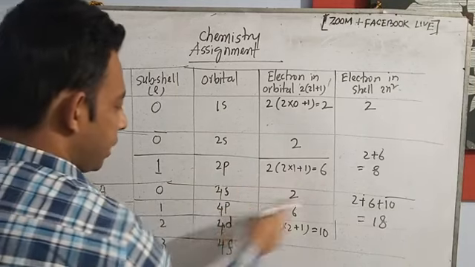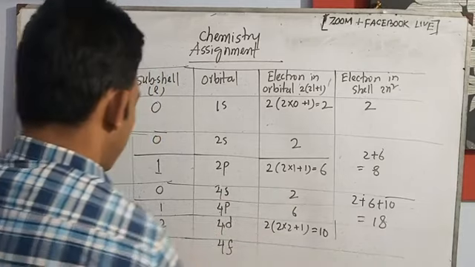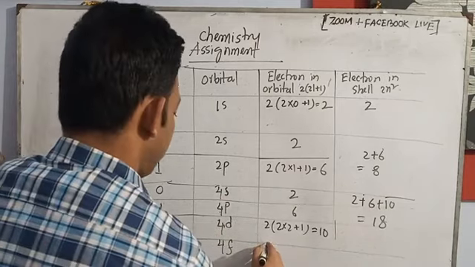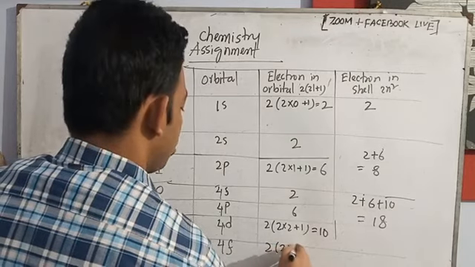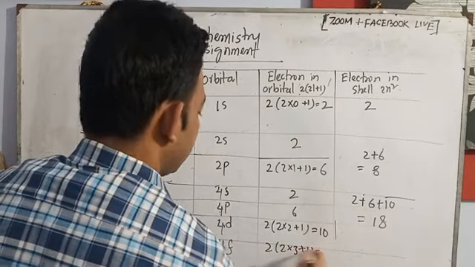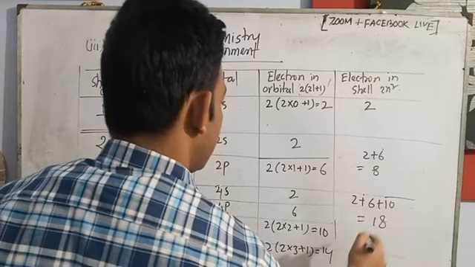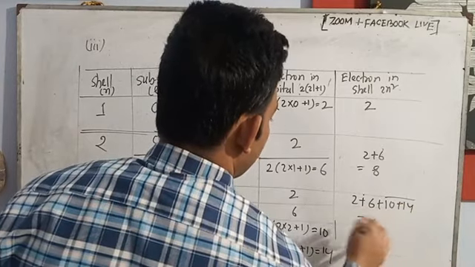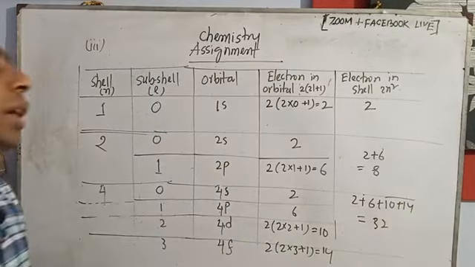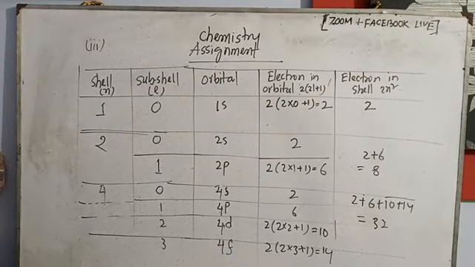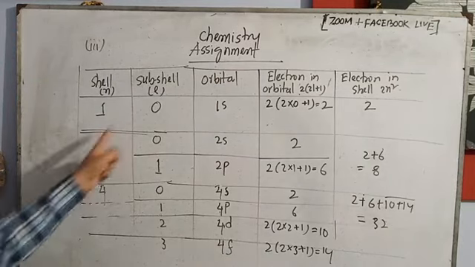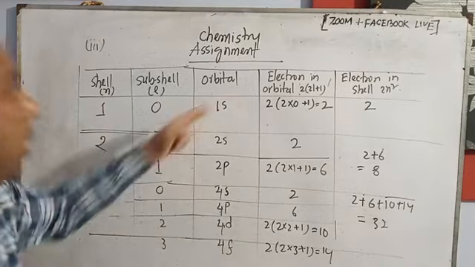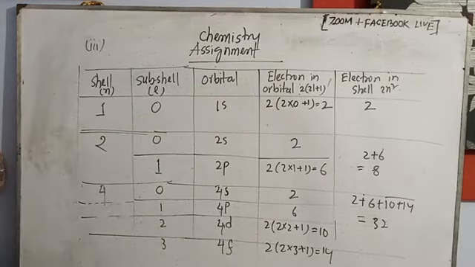S for 2, P for 6, D for 10 already, and for F, the value of l equal to 3, we will use the formula 2 into 2l plus 1, 2 into 3 plus 1, then 7 into 2 is 14. So what will be the electron number in the 4 shell? Plus 14, and it will be 32. Very interesting calculation. Using the formula, we can go through n square directly, 2n square, but also using the subshell value 2 into 2l plus 1 and counting the electron numbers, the same way.